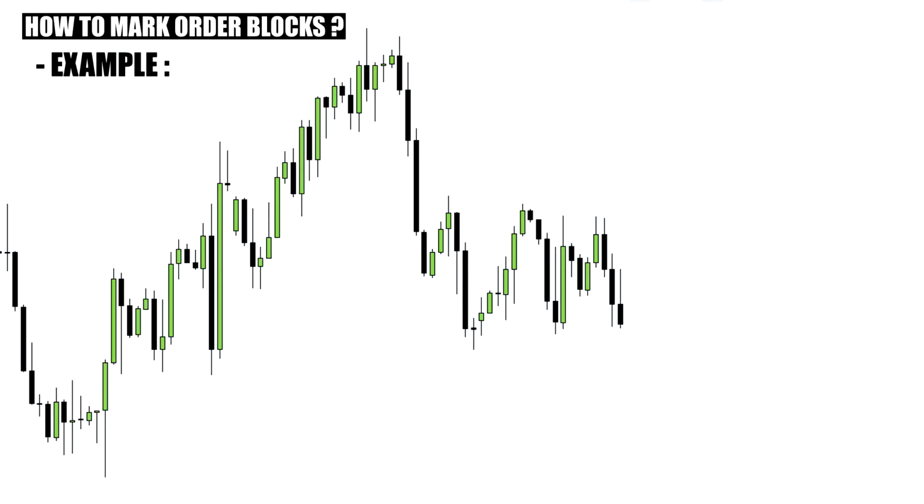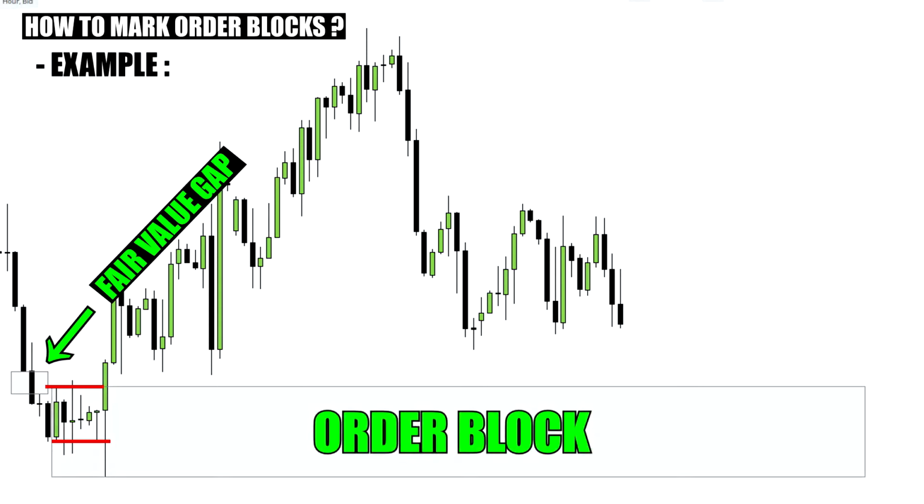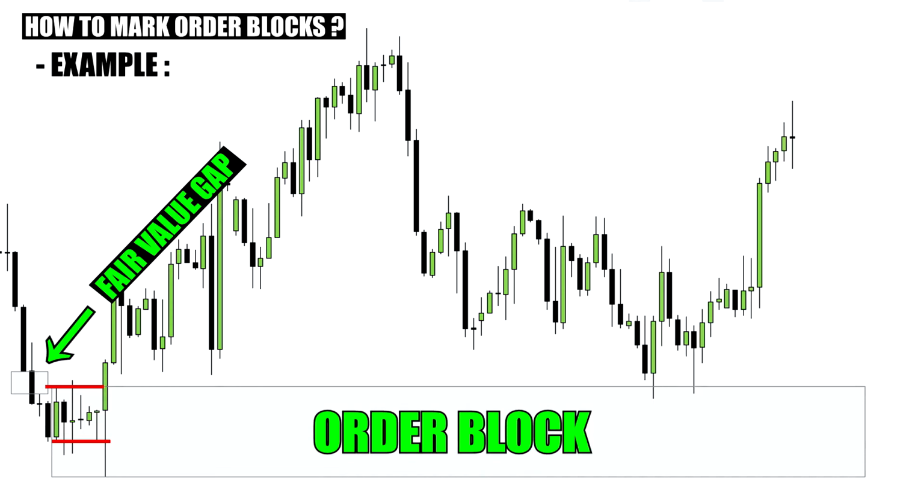Let's see another example. Notice how the fair value gap aligns directly with the top of the candle wick. Because the fair value gap overlaps the wick, that wick becomes the most sensitive area of interest. So instead of marking the candle body, we highlight the wick when identifying and drawing this order block.